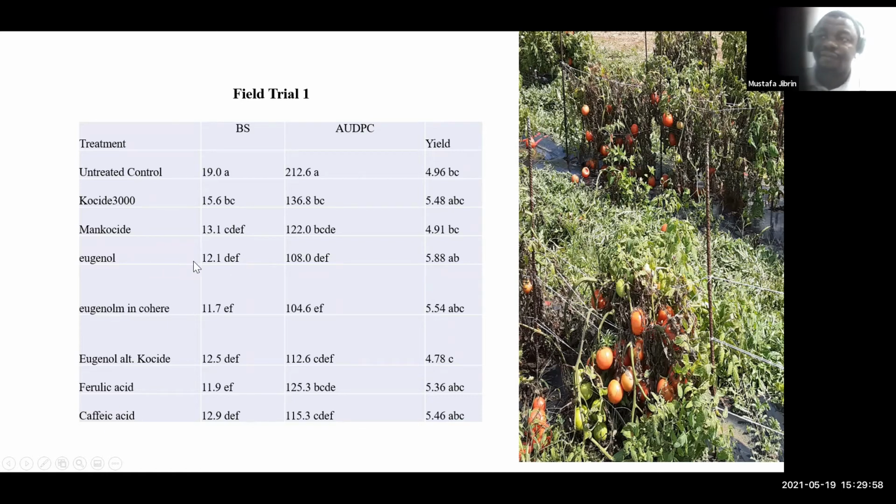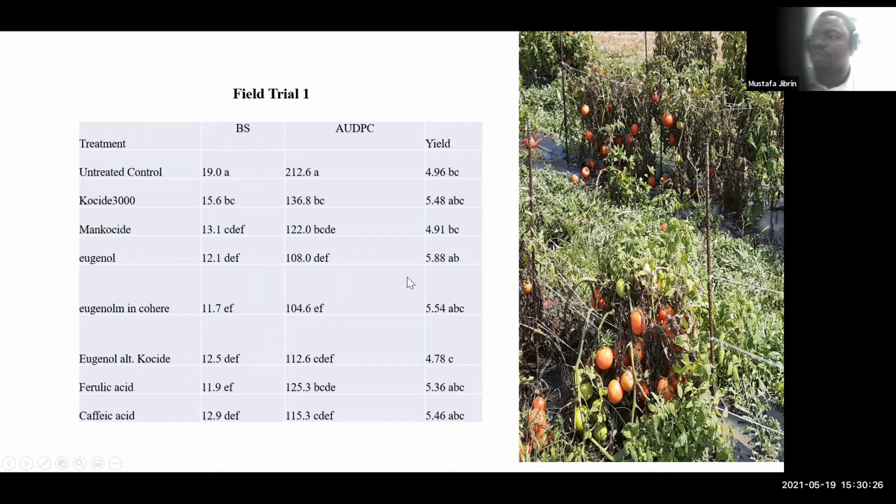All the treatments, the eugenol, the ferulic acid, the caffeic acid, gave a better, lower disease rating than the untreated control. And even if you look at the AUDPC, you find the same thing. They were significantly different from the untreated control, showing that the eugenol, ferulic acid and caffeic acid provided good control against bacterial spot.